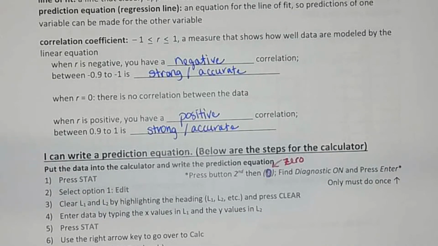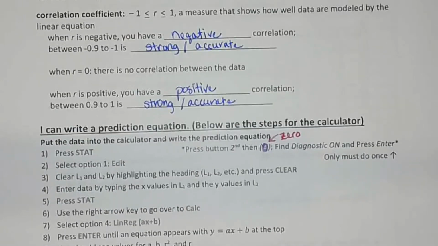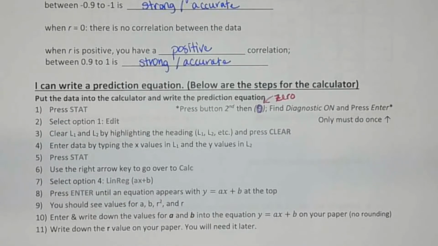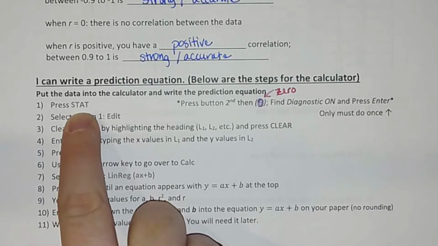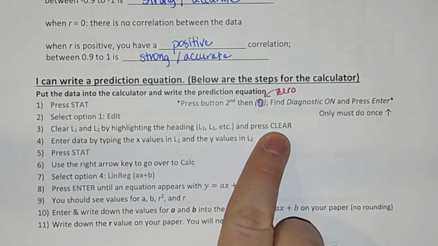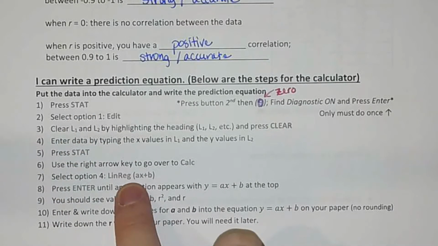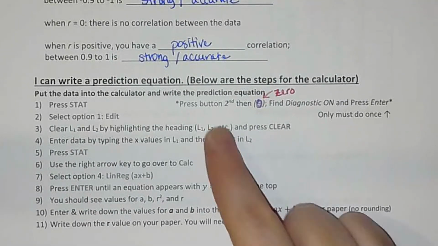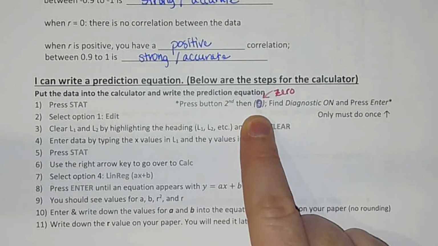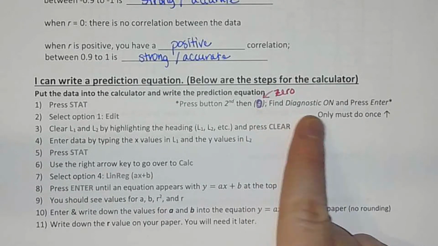So the next part is the steps for the calculator. With this here, you have 11 steps, and once you keep doing it, it gets a lot easier. But do note that these buttons are red on my original document. These are buttons that you're going to push, like enter, linreg, or options. The first thing you need to do on your calculator is press the second button, and then this is a 0. I accidentally hit the dash button and didn't pay attention. Find diagnostic on and press enter.